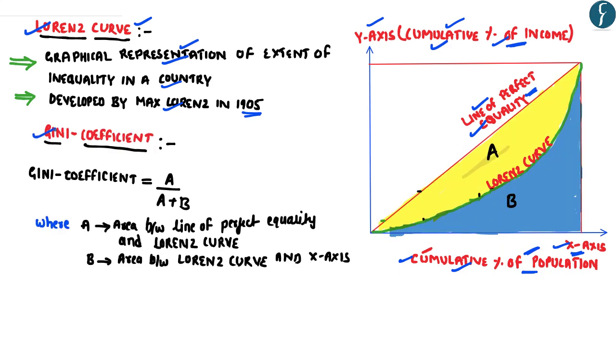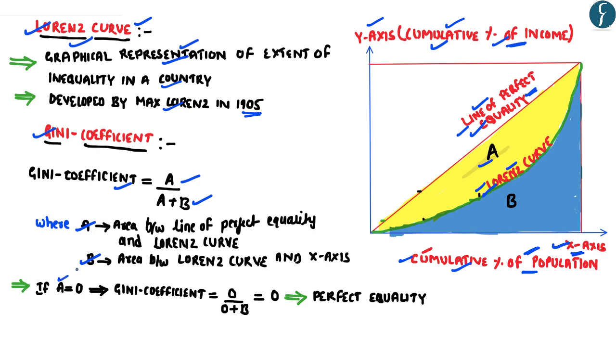Now the Gini-Coefficient is calculated based on the Lorenz curve, wherein the formula for the Gini-Coefficient is equal to A divided by A plus B, wherein A denotes the area between the line of perfect equality and the Lorenz curve. On the other hand, B represents the area between the Lorenz curve and the x-axis.